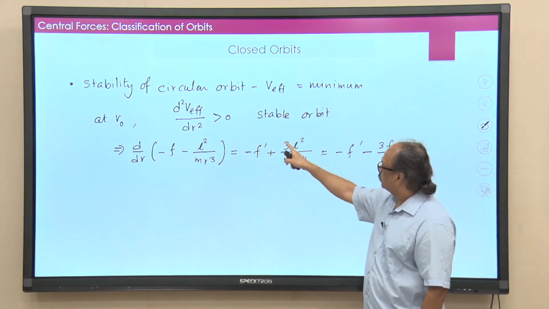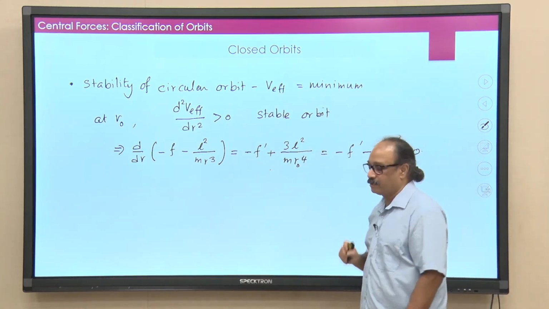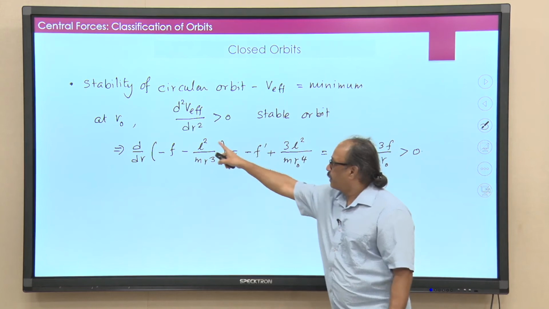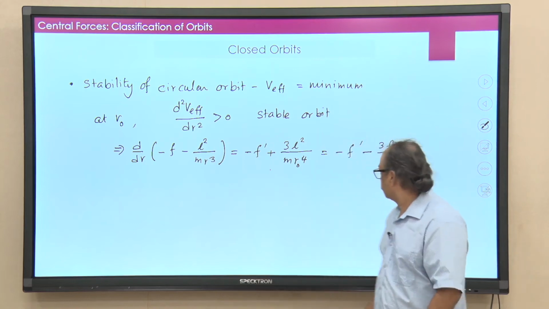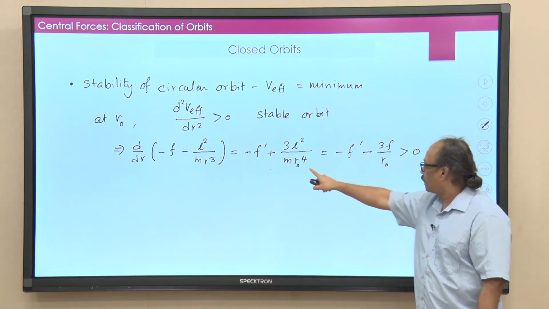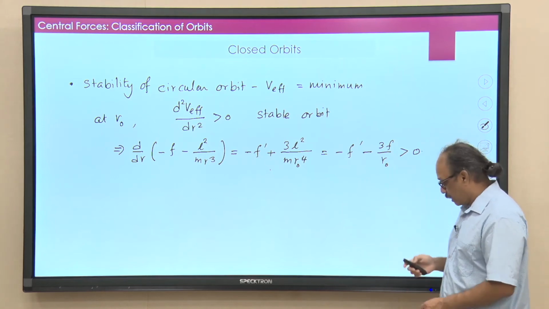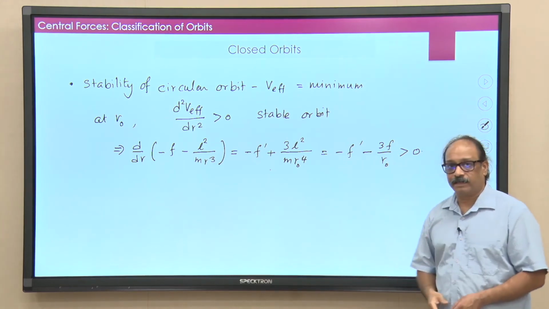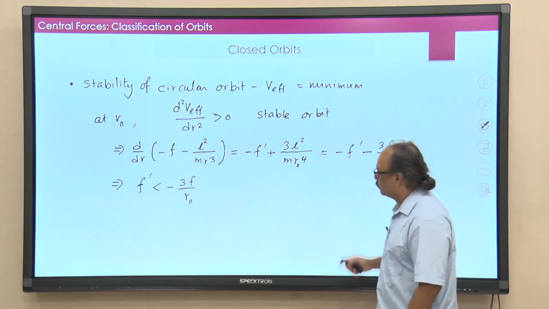What would this term be, rearranged like this? Remember, L squared by m r cubed is a centrifugal term, that must be equal to the force at r naught. So, I am going to write this as f prime minus 3 times f, and there is of course this r naught to the power 4. So, there will be 1 r naught here, and remember both these f prime and f are calculated at r naught. So, this is the condition that we must have, and then you can rearrange this.